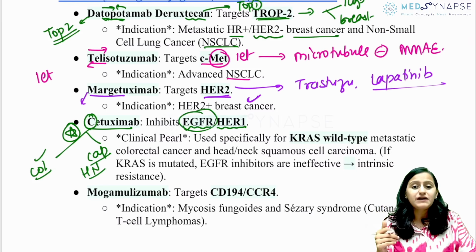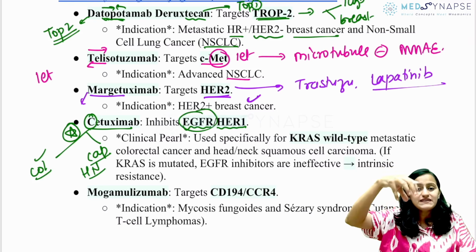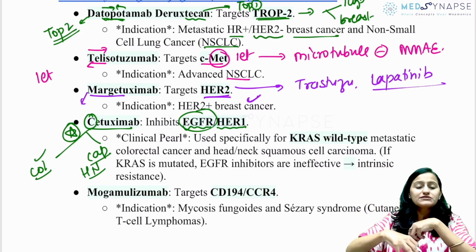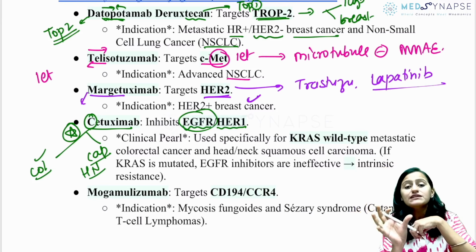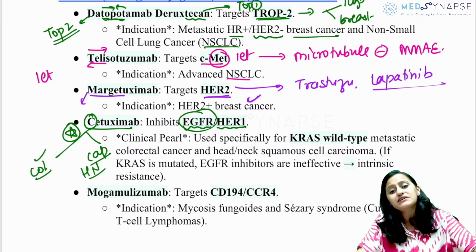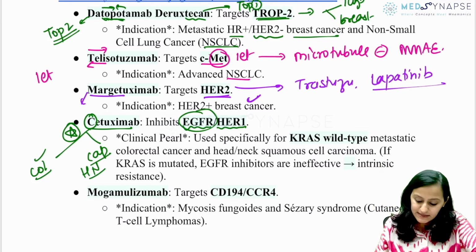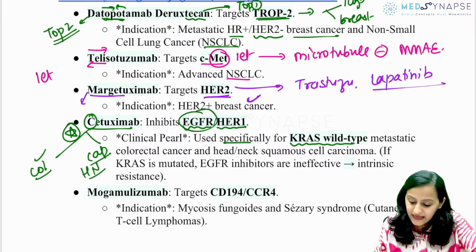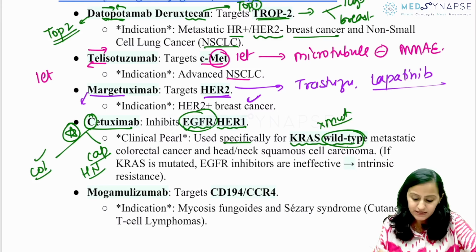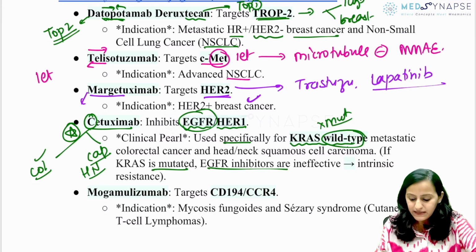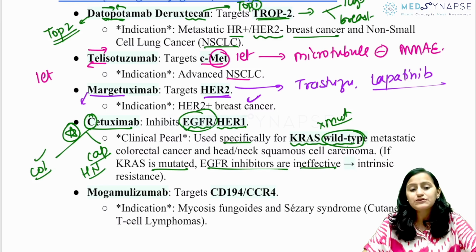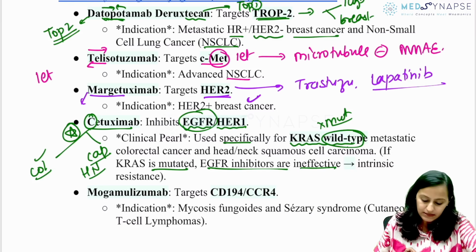Remember in the EGFR pathway, first in the signaling pathway, you have EGFR, then you have KRAS. So for EGFR inhibiting drugs to act, the KRAS has to be normal. It should not be mutated because if it is mutated, automatically the EGFR drugs will not be able to act. So remember, this is specifically used for KRAS wild type, not the mutated type. The KRAS should not be mutated because if it is mutated, automatically these drugs will be ineffective and there will be intrinsic resistance. Okay, so cetuximab, EGFR, HER1 inhibitor.